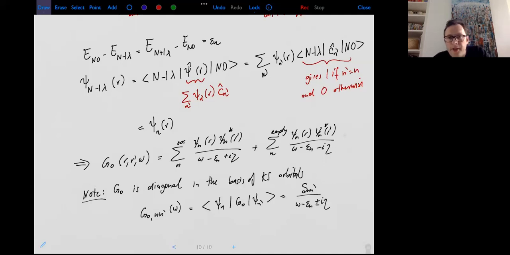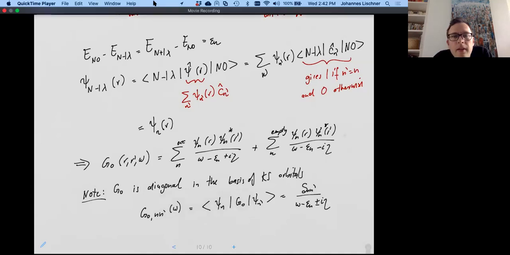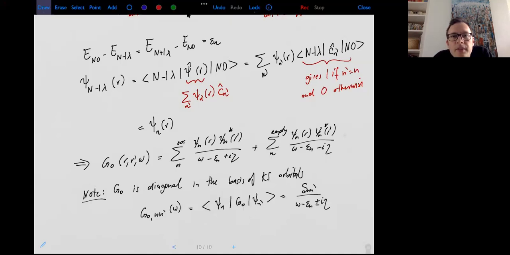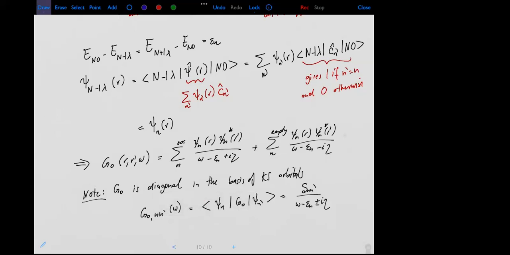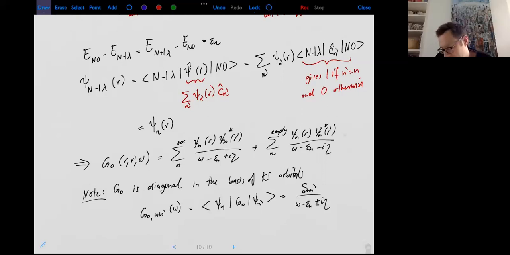Okay, any questions so far? Let me just see if there's anything in the chat. Nothing in the chat. Okay. I have a question. Where do you stop for the empty states? The summation over occupied states is a finite number of terms, but the summation over empty states is not. Yeah, I agree.